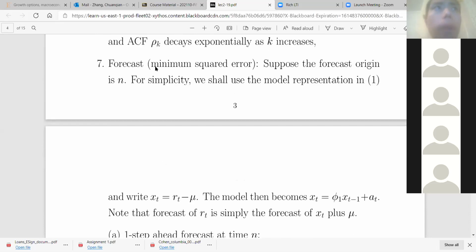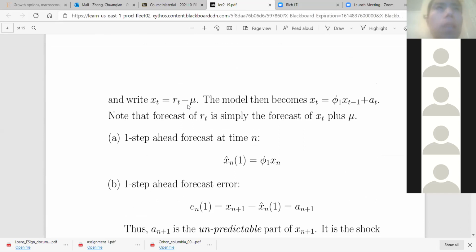Now let's talk about the forecast, right? Remember the forecast is related to assignment 1, right? So for example, let's say the model is x_t equals phi1 x_(t-1) plus a_t. Let's assume phi0 is 0, like that. It doesn't matter, right? If I tell you phi0 equals 5 or whatever number, just substitute into that, right? Just assume there's a model.